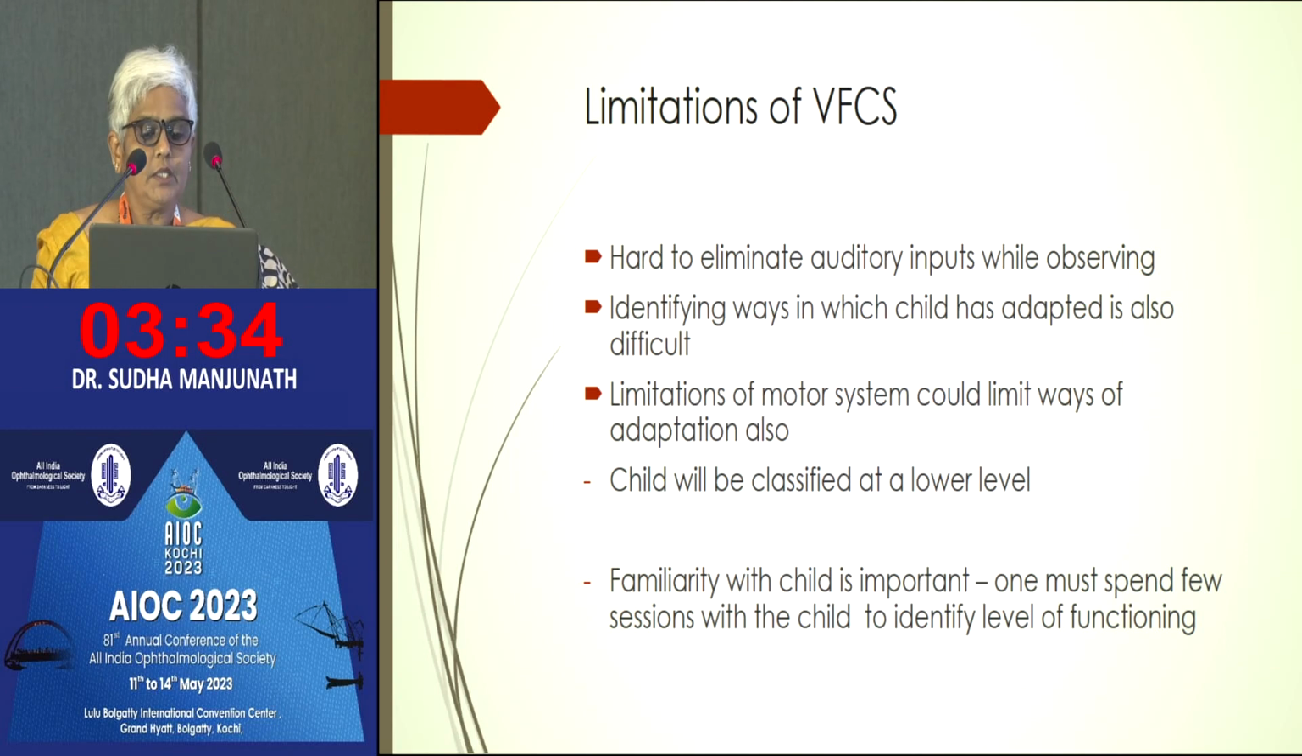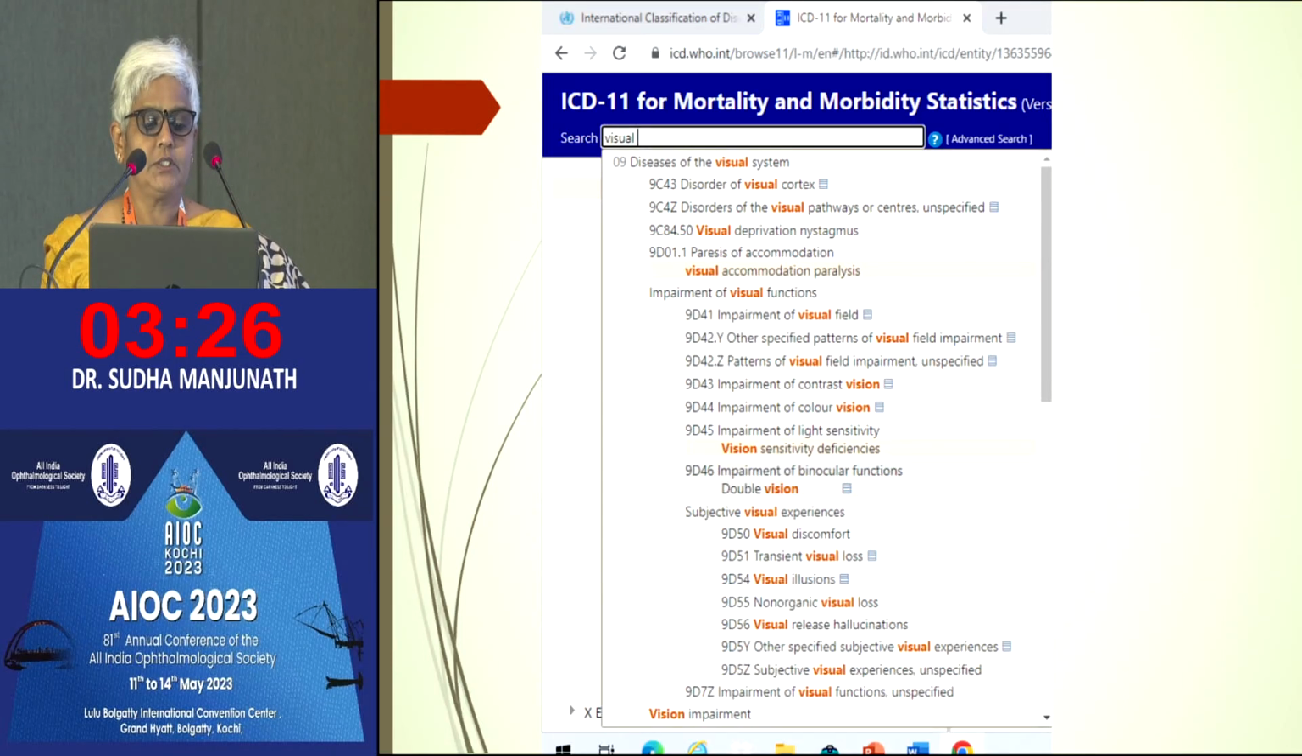So these are the limitations of VFCS, and we have to keep on repeating this assessment once in a couple of years at least to understand where we are with this child. So most of the time, classification of disease is done using the international ICD code by WHO, and this is also the criteria which is used most of the time for certification for visual impairment for these children.